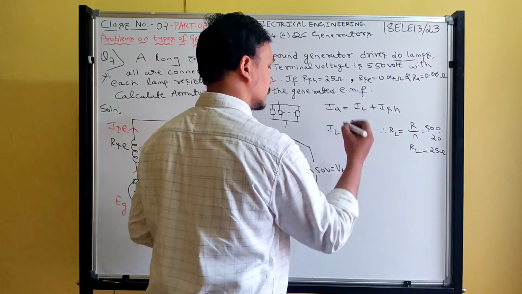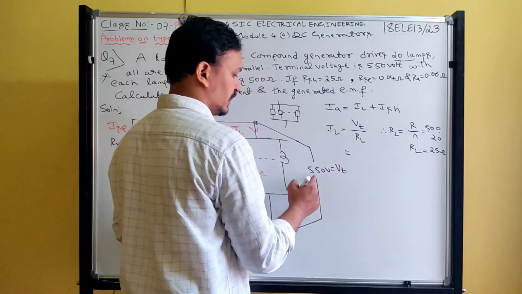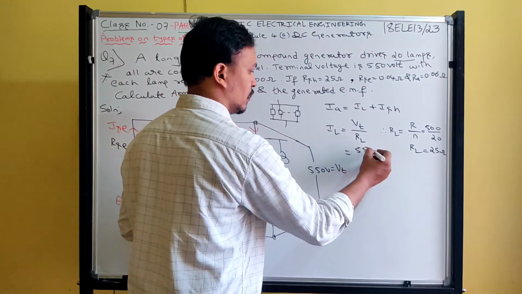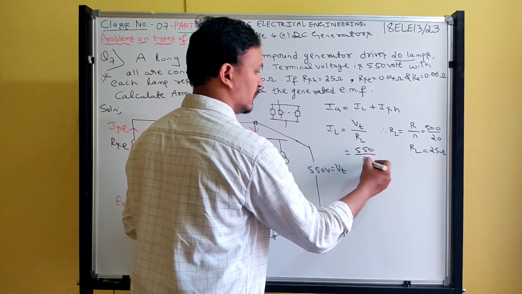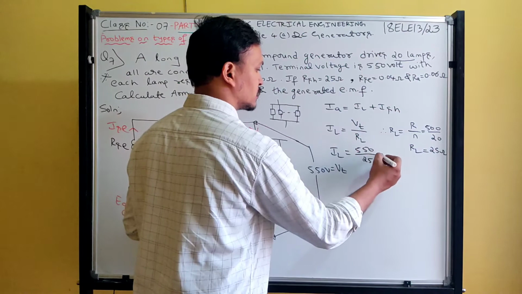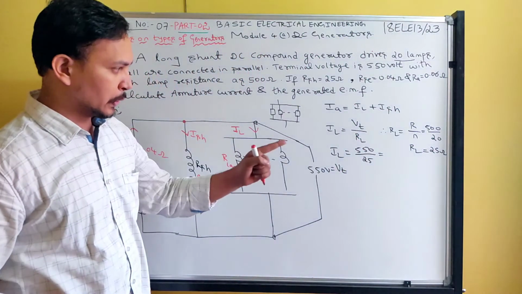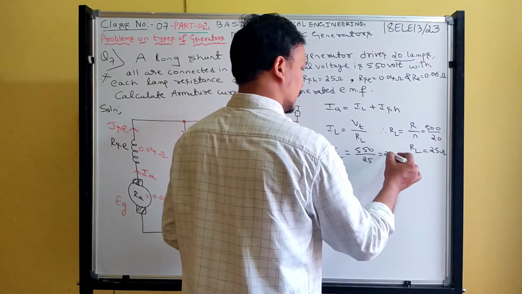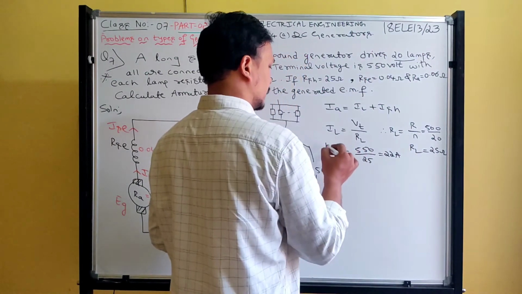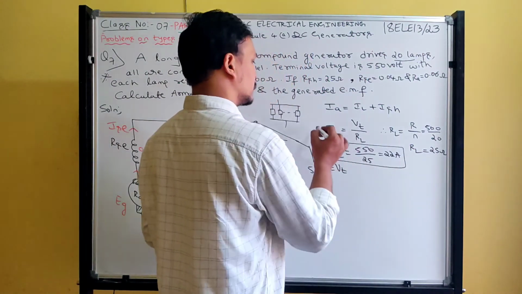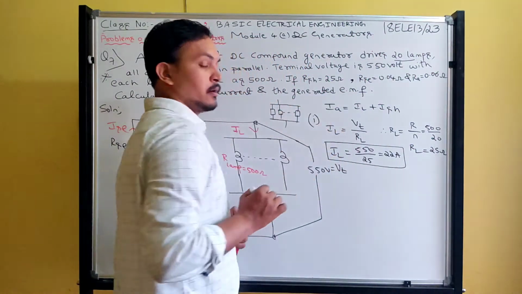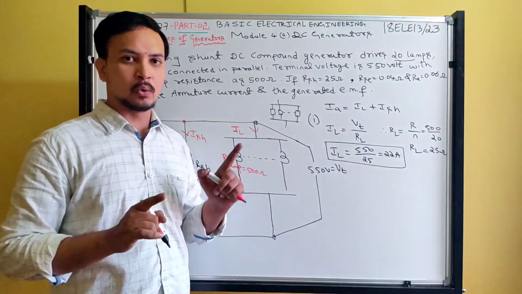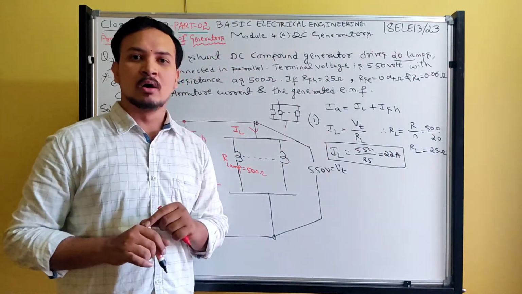Now take this resistance here. Vt is 550 volts divided by 25 ohms. By solving this in the calculator, you will get 22 amperes. That is the load current. This is approach 1; some students will do it like this to find the load current.